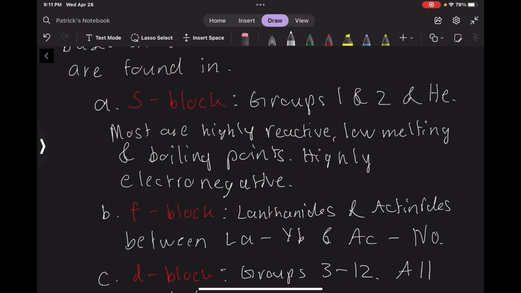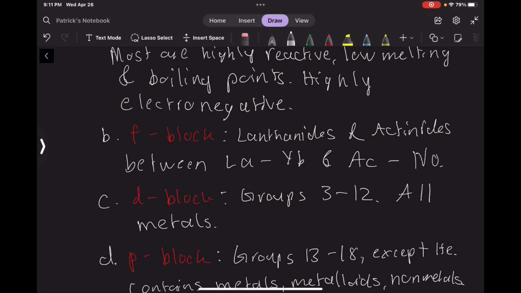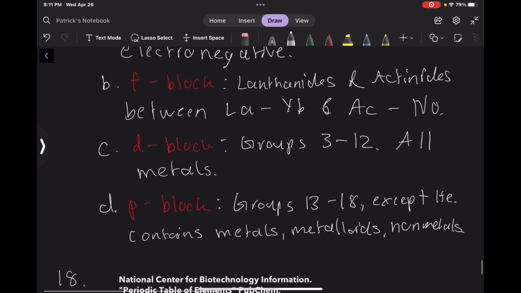The F block contains almost all the lanthanides and actinides, namely the elements between lanthanum and ytterbium, and those between actinium and nobelium on the periodic table. The D block contains what are generally referred to as the transition metals, found in groups 3 through 12. Last but not least, we have the P block, the only block that contains metals, nonmetals, and metalloids. It is comprised of elements in groups 13 through 18, exclusive of helium.